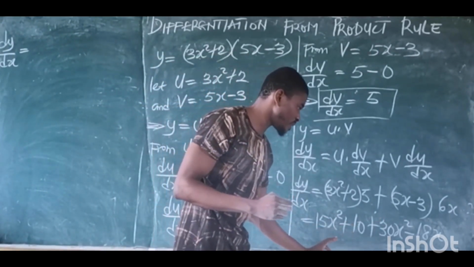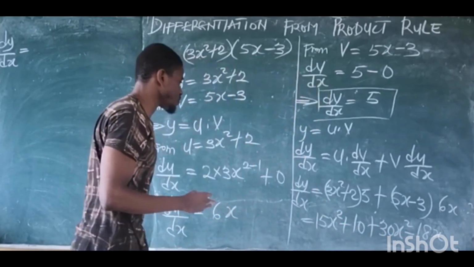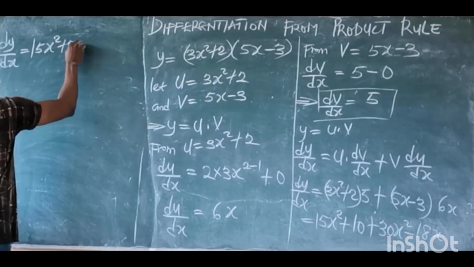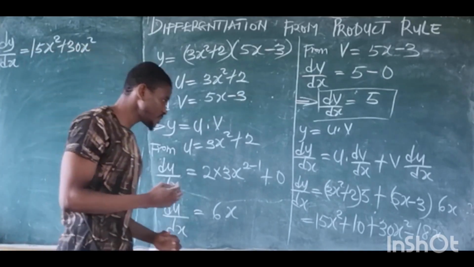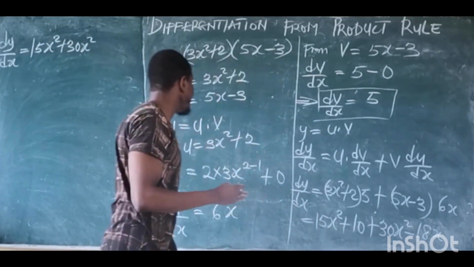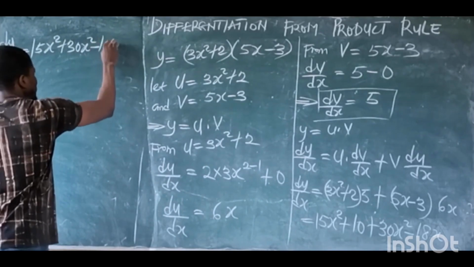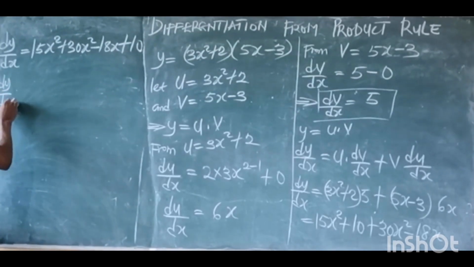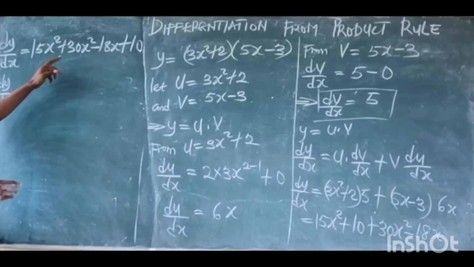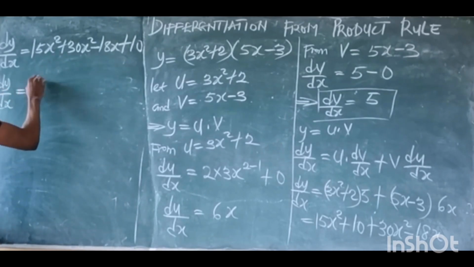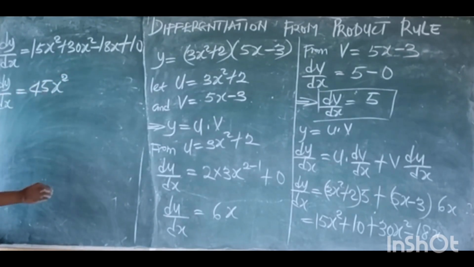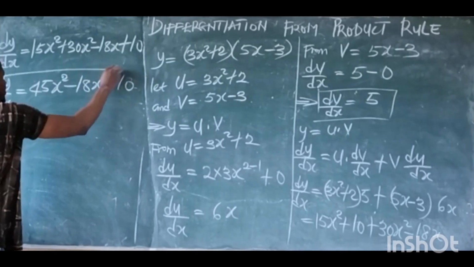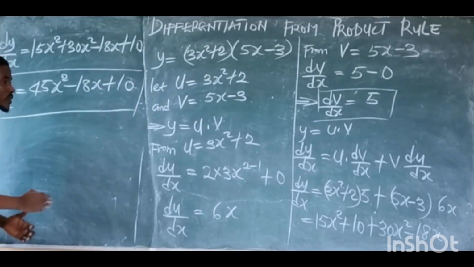I have 15x squared there, I have 30x squared there. Let's bring them together. 15x squared plus 30x squared, I have plus 10 and minus 18x, so minus 18x plus 10. So dy/dx is now equal to 15x squared plus 30x squared, which simply gives us 45x squared minus 18x plus 10. So that becomes the derivative of that function from product rule.